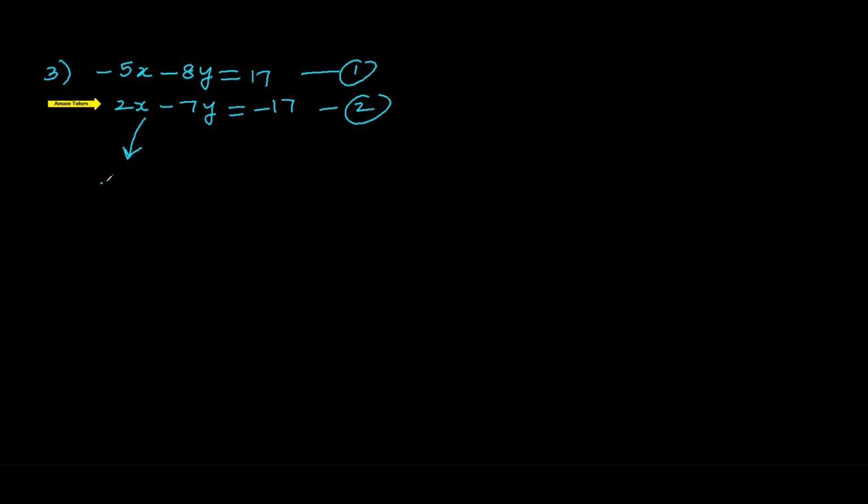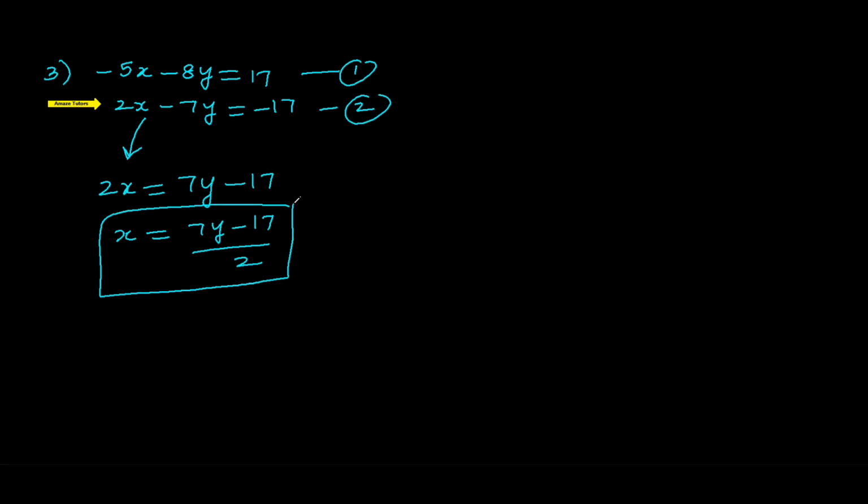I need to take the numbers and variables to the other side one by one. Minus 7y, when you take it to the other side, becomes plus 7y, minus 17 is already there. Now what next? Divide both the sides by 2. So x equals 7y minus 17 divided by 2. So I made x the subject. This is what I wanted.